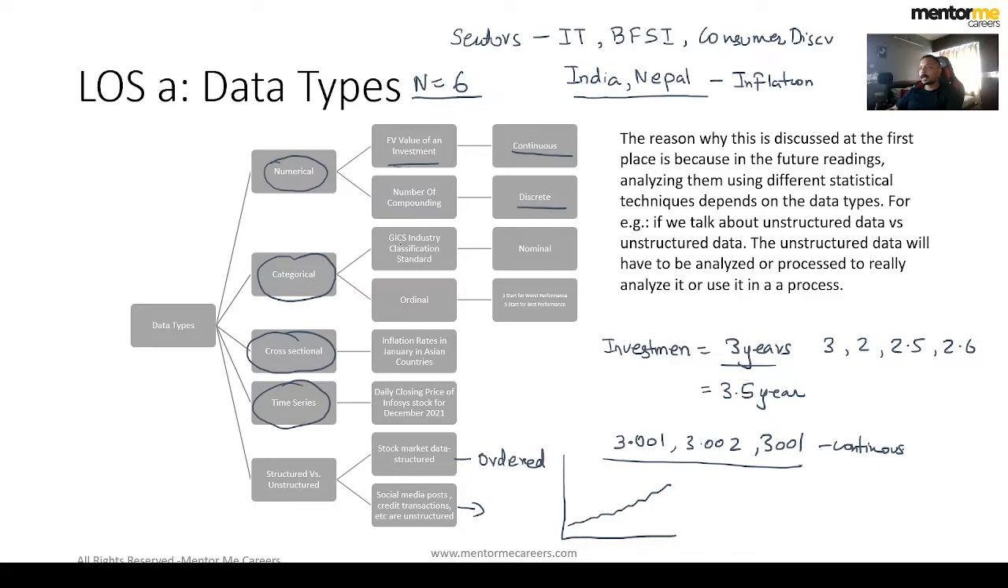Categorical also has two types. One is called ordinal data and one is nominal data. When you say nominal, it has no real meaning other than just to categorize data into some sections. But ordinal data would be a category where you're trying to put some order into it.